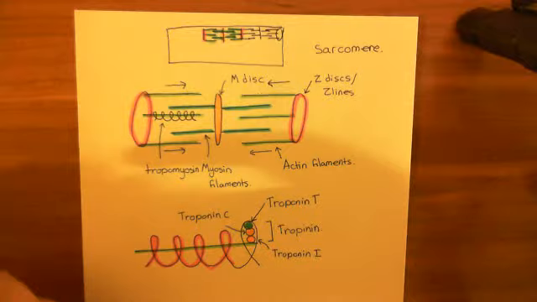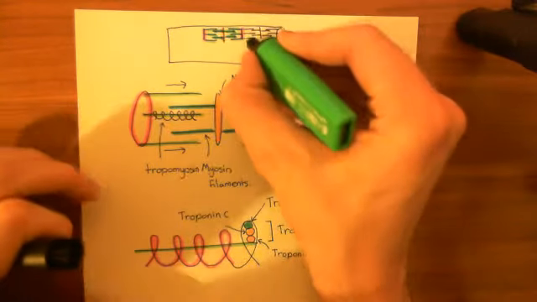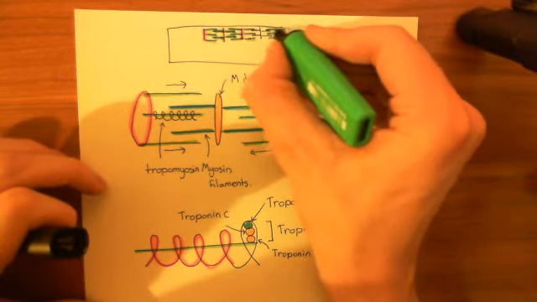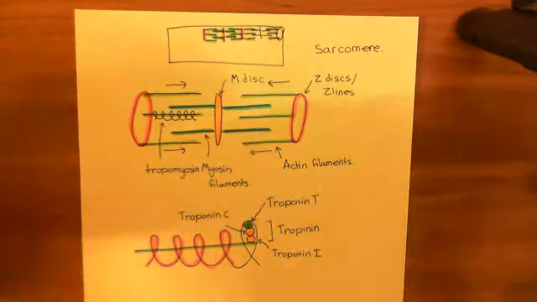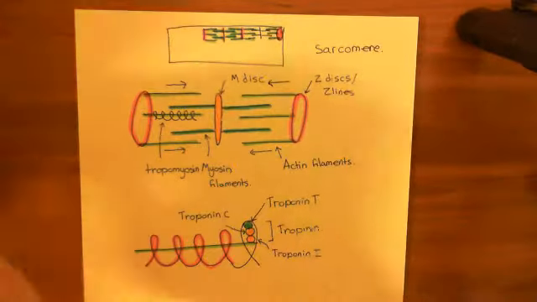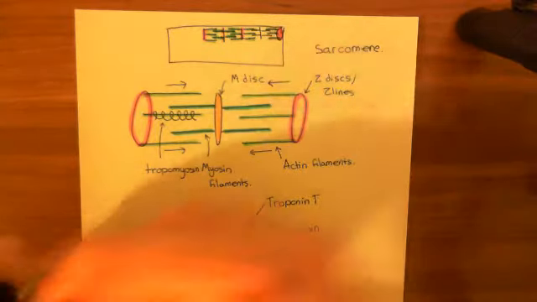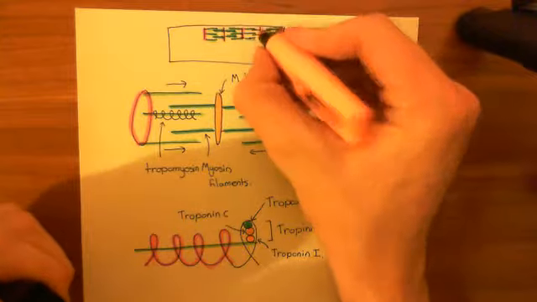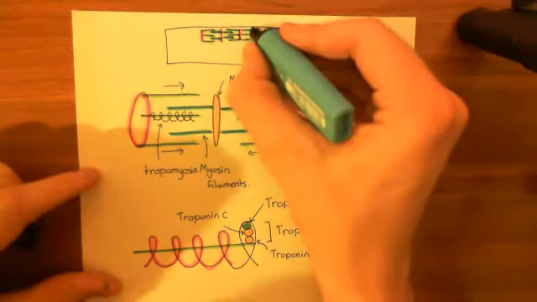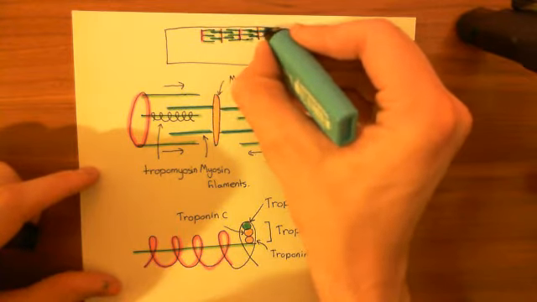So let's colour that in. In green are the actin filaments coming off these Z lines or Z discs. Here in pink is this other Z disc. Here in orange is the M disc in the centre, and coming off the M disc are the myosin filaments, which are in blue.